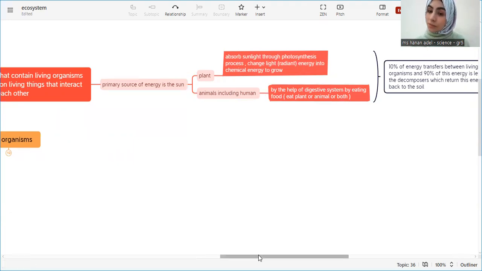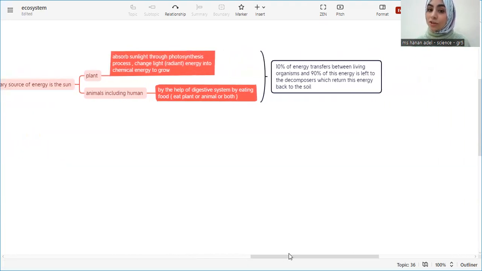But when we eat something, do we take all the energy inside this thing? So if I eat a carrot, do I take all the energy inside this plant? No. Only 10% of the energy is transferred between the living organisms when they feed on each other. And 90% of the energy will go to the decomposer and back to the soil again. So the plant will take it and start the food chain again.